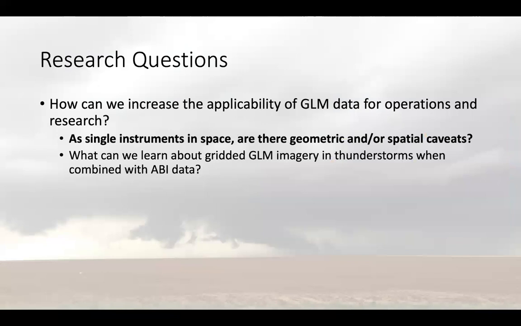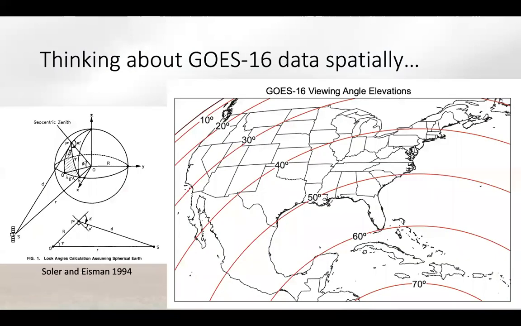So now hopping over to our first research question, which is, are there any geometric or spatial caveats? If we want to think about the GO16 data spatially, let's look at it as a function of the viewing angle, how far you are from the sensor, and how that tends to impact the observations that both the GLM and the ABI see.